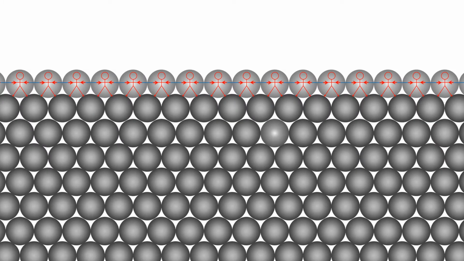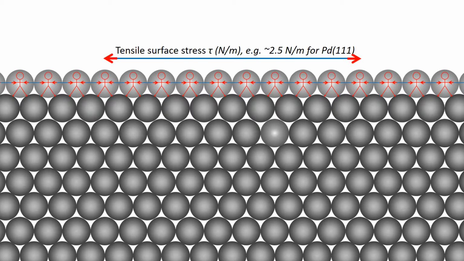This is analogous to the atoms on a metal surface. There are attractive interactions between any 2 nearby atoms, which leads to the tensile surface stress. The magnitude of the surface stress is on the order of a Newton per meter. For example, the surface stress of a palladium-111 surface is about 2.5 Newton per meter.